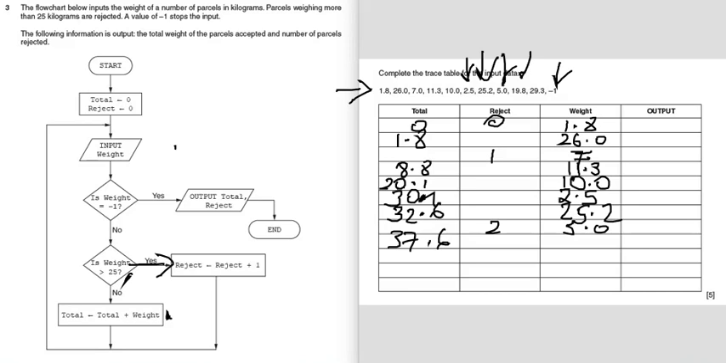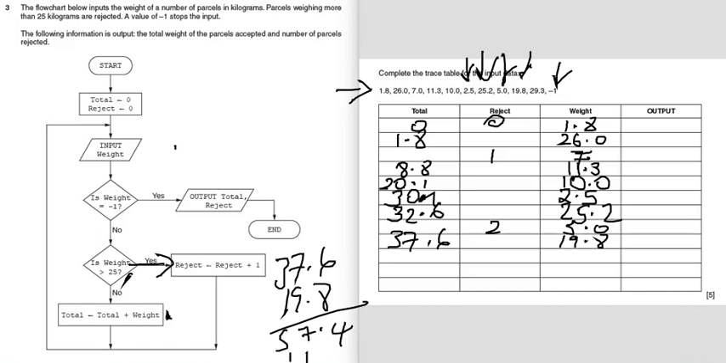Then our next input, 19.8. And we add those up together, 19.8 and 37.6. So that's 14, 17, 57.4. Then we have 29.3 as our input. So that's going to increase our reject again. So we put a 3 there.